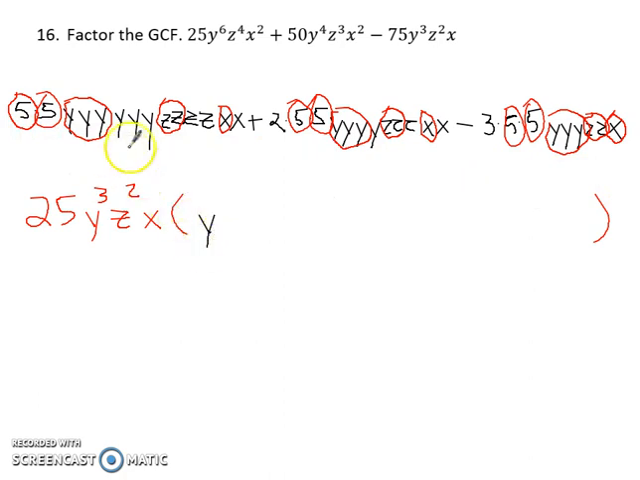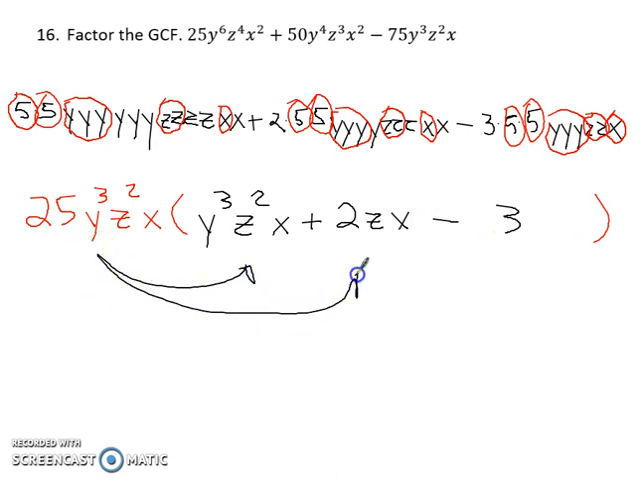We're left with y to the third, z to the second x for our first term, plus 2z x for our second, minus 3 for our third. Remember that if you're feeling uncertain, you can always multiply back in your greatest common factor to see if what you have done is correct.